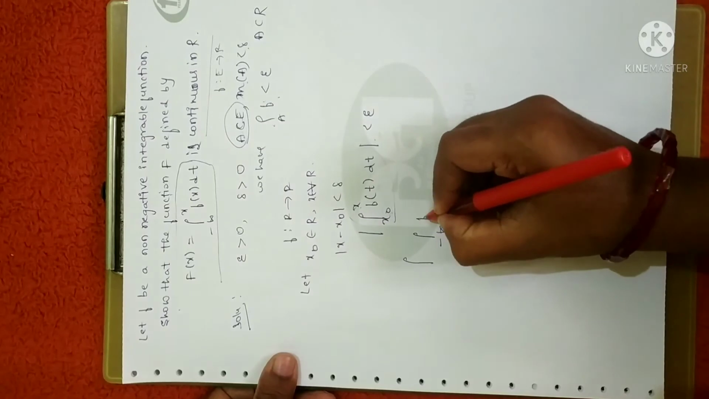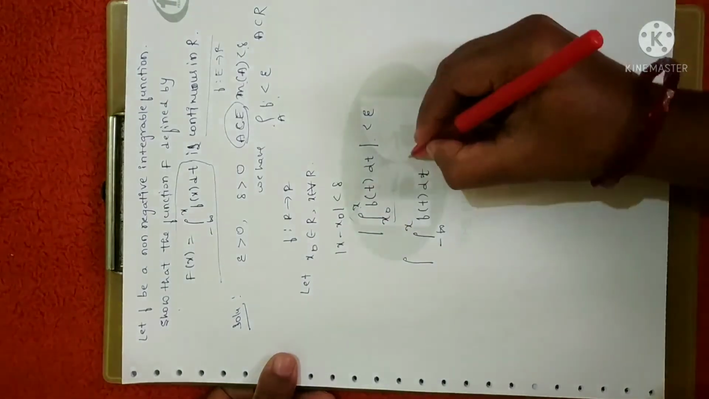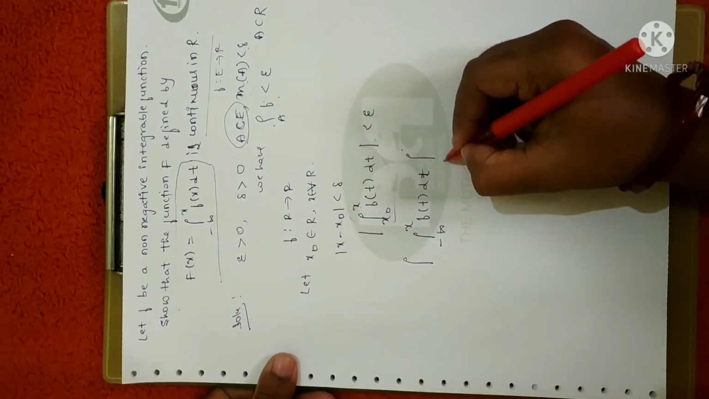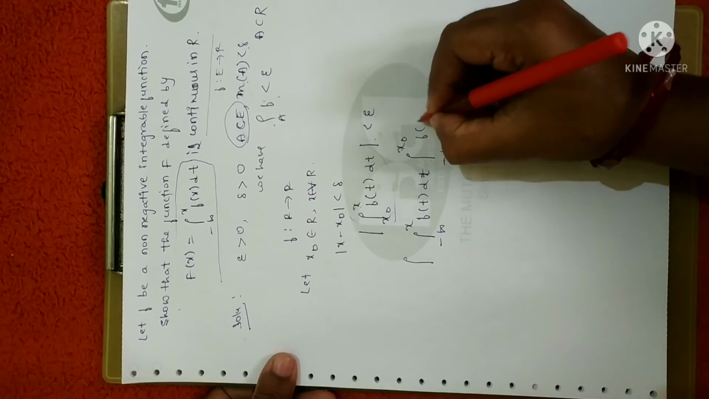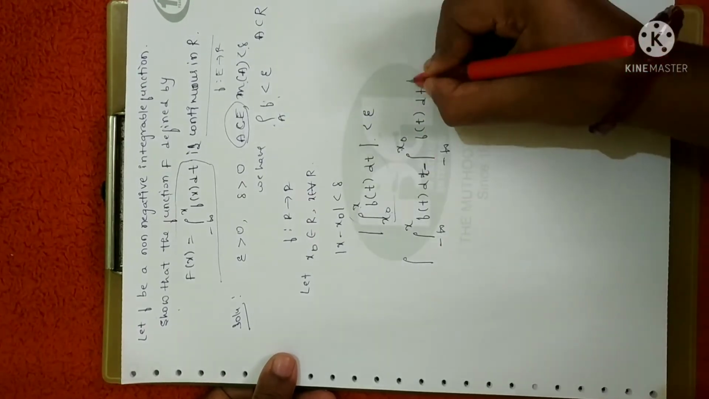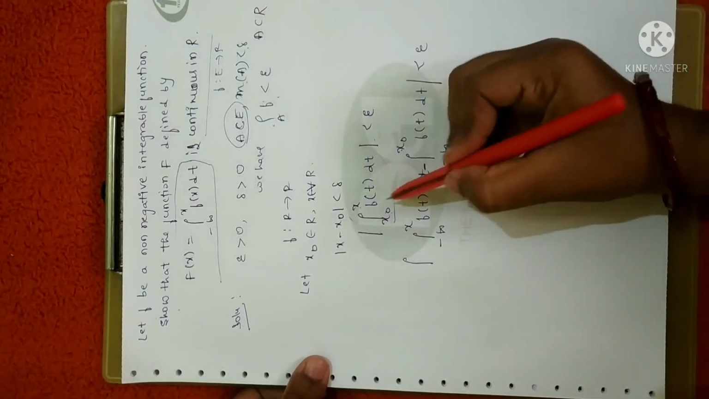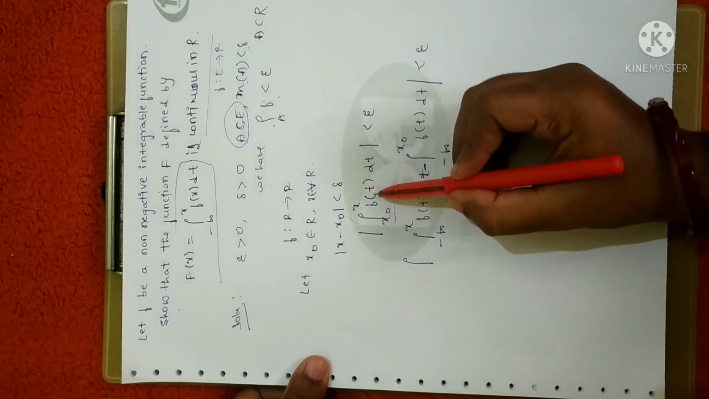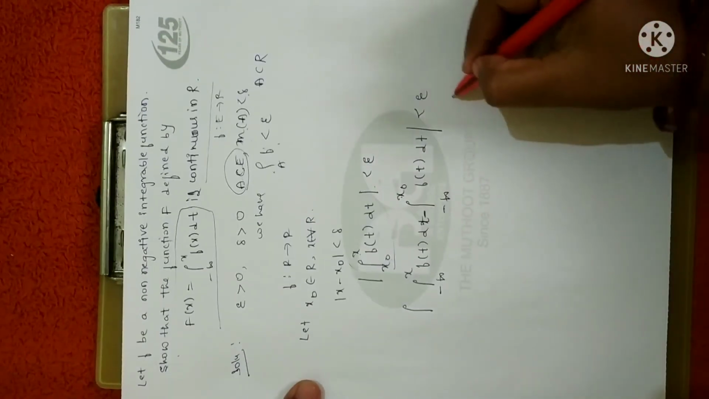So I can rewrite this term by using the properties of the integral. I will write the integral of f of t dt from minus infinity to x, and then subtract the integral from minus infinity to x0 of f of t dt, which will again be less than epsilon. In the sense, what I have done is split this integral into two parts.